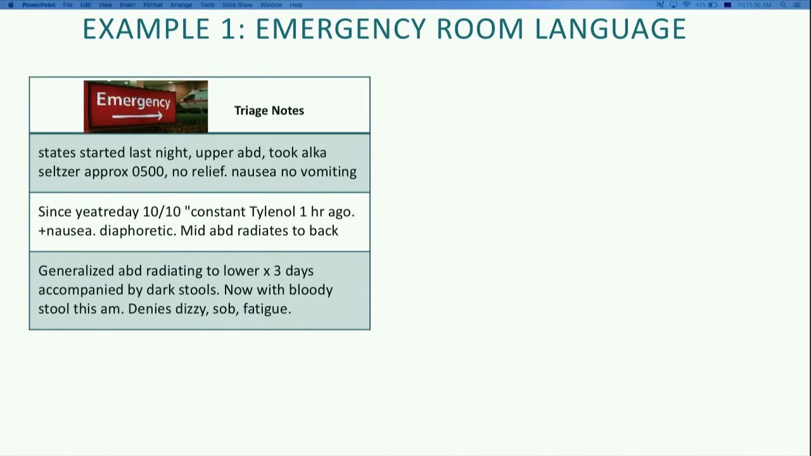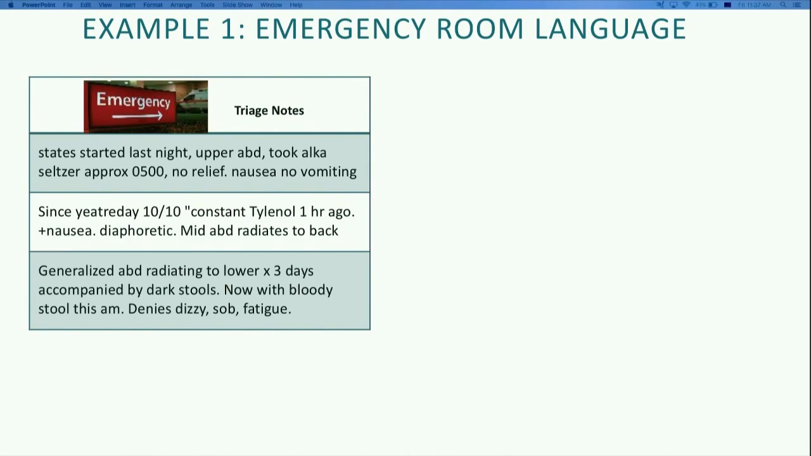If you come in with chest pain, you'll definitely stay the night, and there's all the stuff in between. So you need to understand the text, and you have sentences like, "since yesterday, 10/10, took Tylenol 1 hour ago, plus nausea, diaphoretic, mid ABD, radiates to back." Beautiful sentences. If you talk to doctors, this is all they need. It's short, it's to the point. I go to your bed, it's late at night, I have many people waiting. This is good. Those people are in trouble, but the text is good.